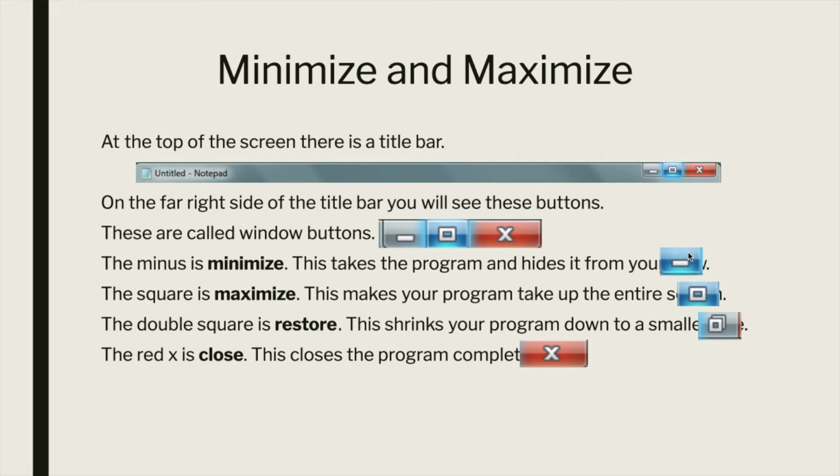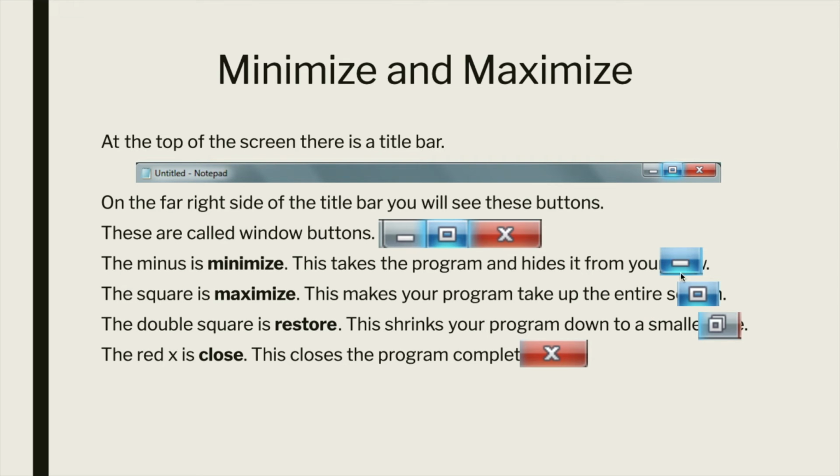This will take your program and hide it at the bottom of your taskbar, which is the opposite of your title bar. Don't forget your taskbar is located at the bottom. So when you minimize something, that's where you're going to find it, is at your taskbar, the bottom of your screen.